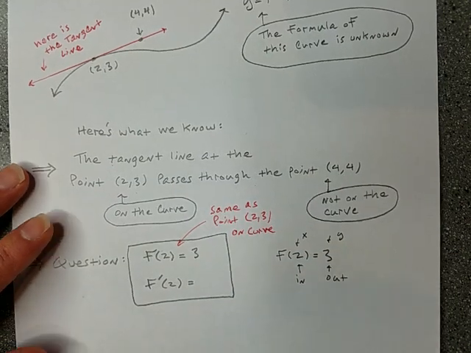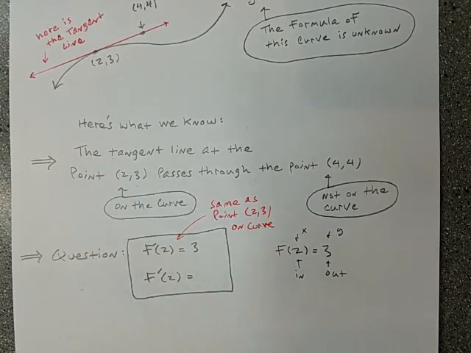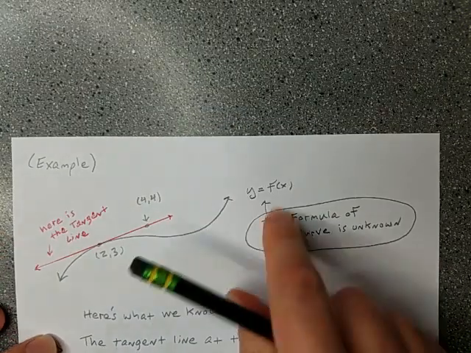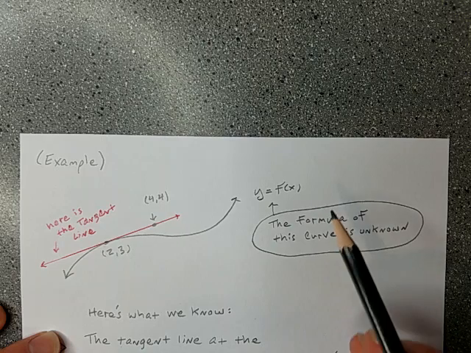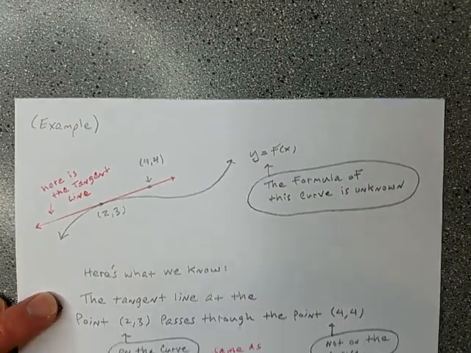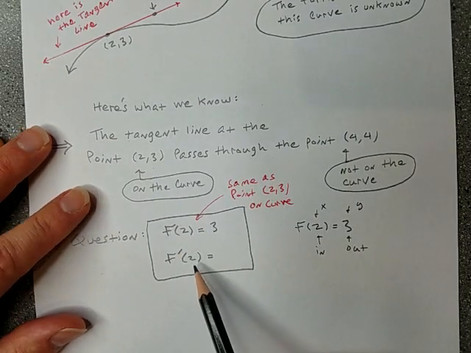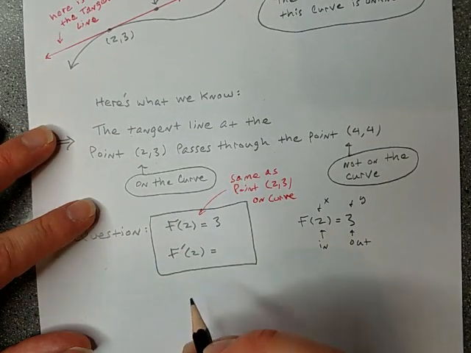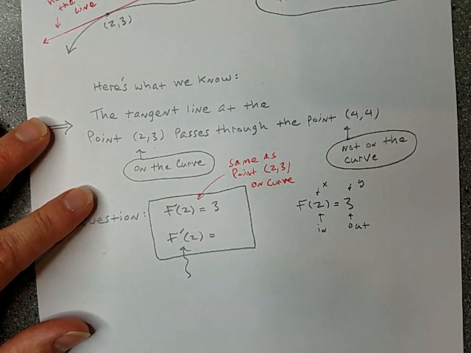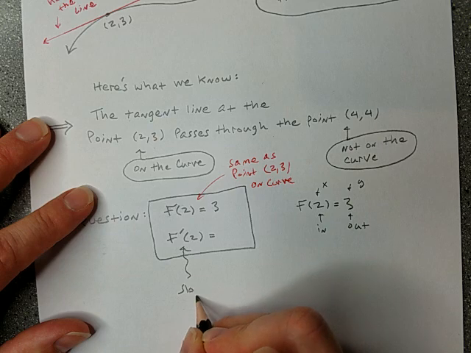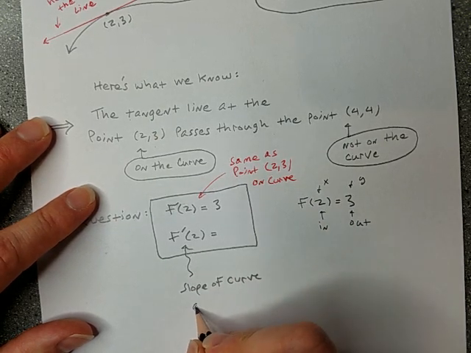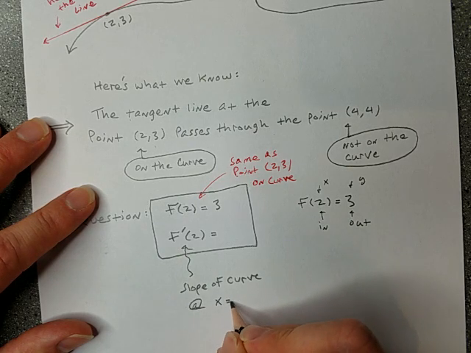Okay, what about this one, f prime of 2? What's that mean? Well, what is f prime? So f of x is the curve. It gives you the x and y coordinates for the points on the graph. F prime tells you the slope of the curve. So for this one here, I would say f prime of 2 means the slope of the curve at the point where x is 2.